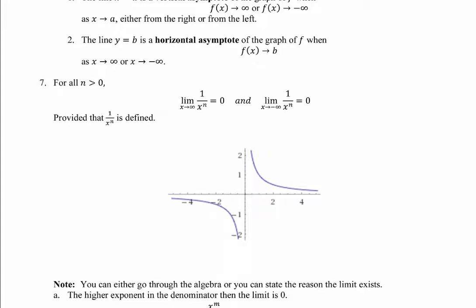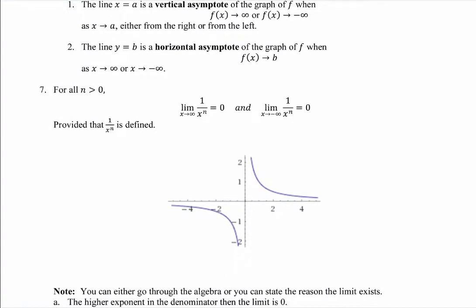This graph right here is the graph of 1 over x. So here's y, here's x, and this function is the graph of 1 over x. I want to note some things that we see from this graph. Notice that the limit as x goes to 0 from the left of 1 over x goes to negative infinity, because this goes down and down and down to negative infinity.